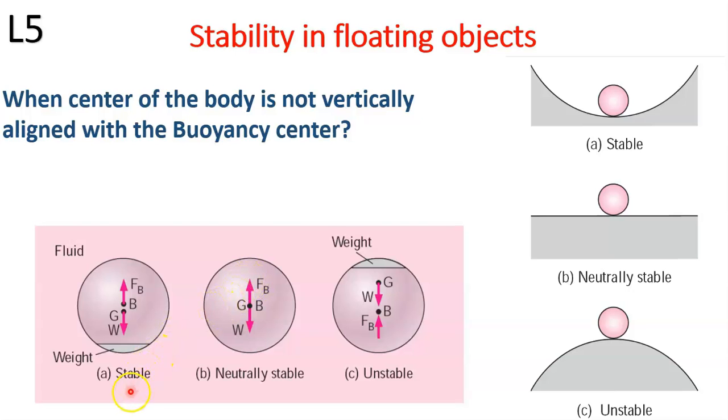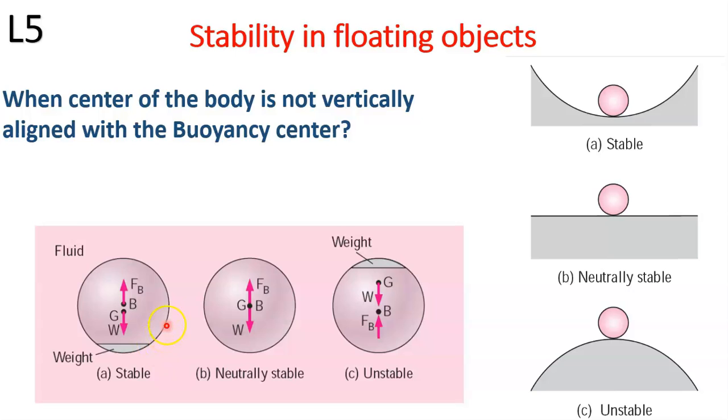Let us have a look at the naturally stable object B. In this, we have the buoyant force acting vertically upwards, whereas the weight is acting vertically downwards, and the center of gravity and the buoyancy center are coinciding with each other. So this forms a naturally stable system like here. This is a wonderful analogy which is expressed in Cengel and Cimbala's book.